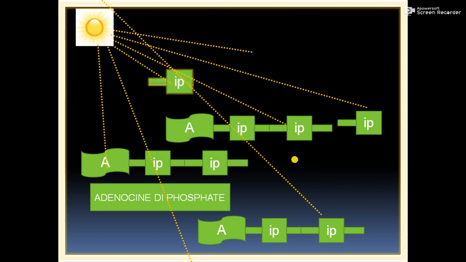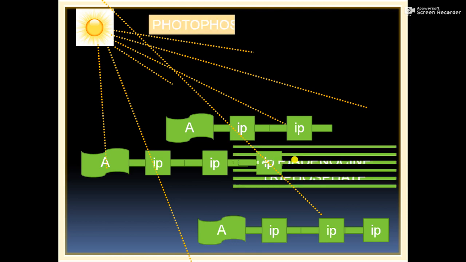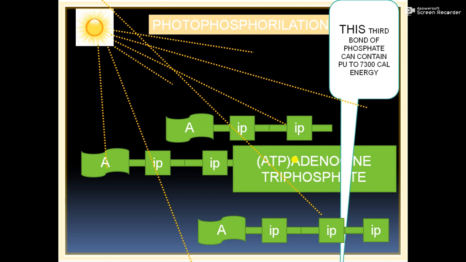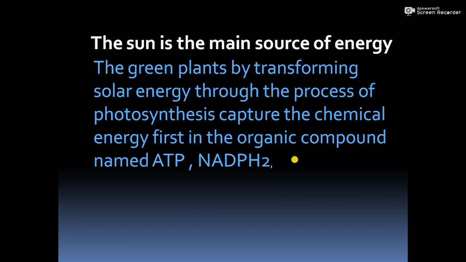Here solar energy is captured, and ADP is going to be added with phosphate, making adenosine triphosphate. The third bond of the phosphate can contain up to 7,300 calories of energy. Here we can see the sun is falling on a plant, and the plant is making food.